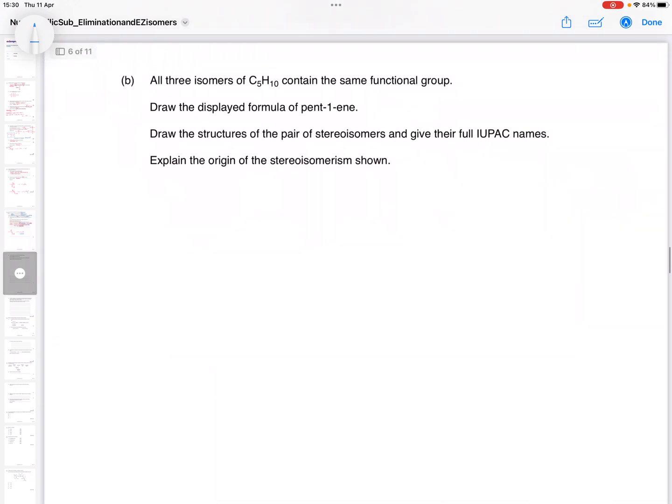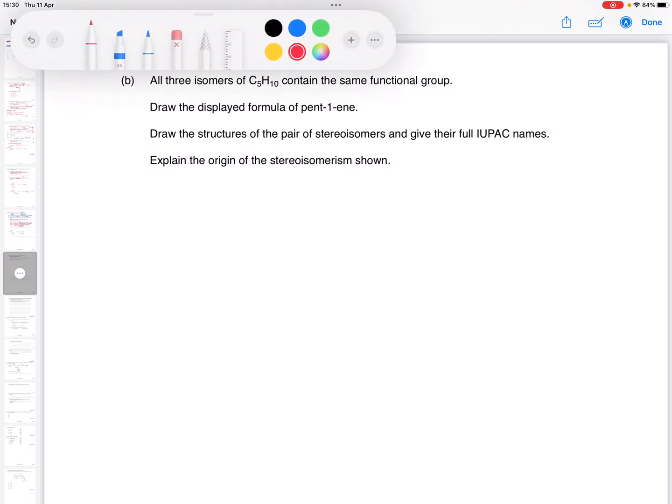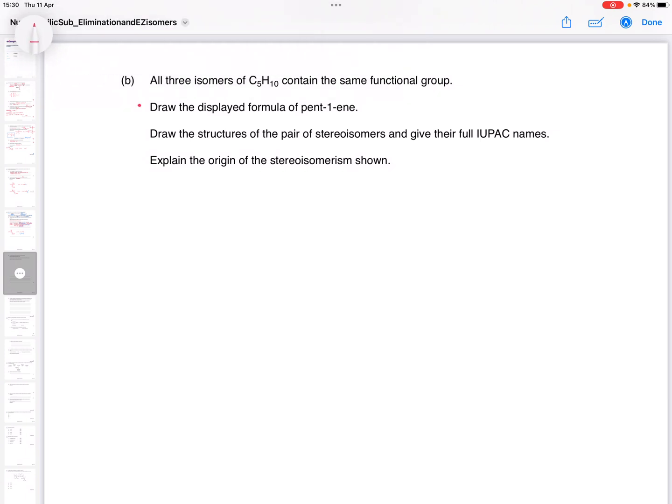Okay, next part. All three isomers of C5H10 contain the same functional group. Draw the displayed formula of pent-1-ene, that's the first part. Draw the structures of the pair of stereoisomers and give their full IUPAC names. That's the next bit, and explain the origin of the stereoisomerism shown. That's the next part. Okay, so let's draw the displayed formula of pent-1-ene to begin with. 1, 2, 3, 4, 5. And then fill in our hydrogens.